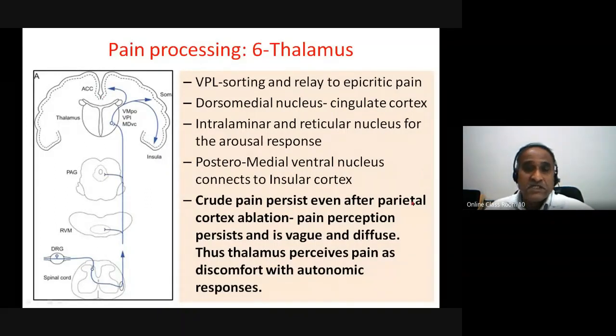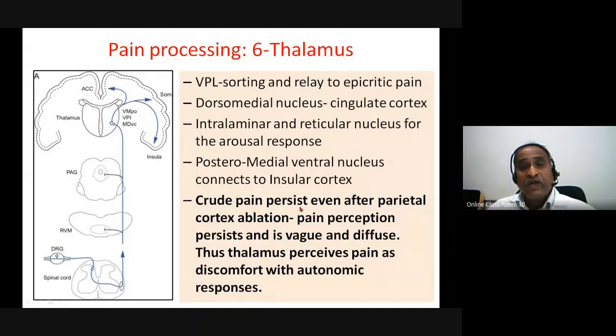Now, one interesting thing, what happens if we remove the entire cortex? If the parietal cortex is ablated, the parietal cortex is removed. This is parietal cortex. Here, that is somatosensory area 1. What happens? This is intact, and the thalamus is intact. In that case, crude pain persists. Very crude form of the pain persists. And the person feels a pain or uneasiness or a discomfort.